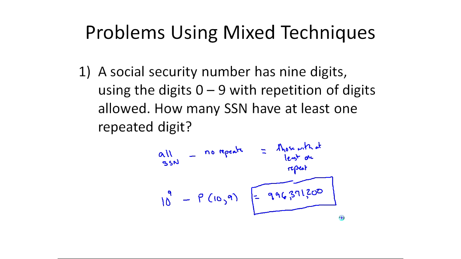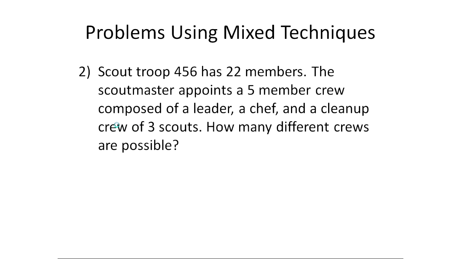Let's look at one other interesting problem. So in this one, we're told that a scout troop has 22 members. We want to appoint a 5-member crew. They'll have a leader, a chef, and a cleanup crew. Okay, as soon as I see names on them, a leader, a chef, so I'm thinking order matters with those. But then it says a cleanup crew of 3 scouts. Okay, so there's no labels there, so order doesn't matter there. How many different crews are possible?